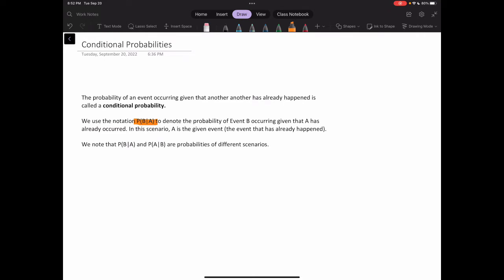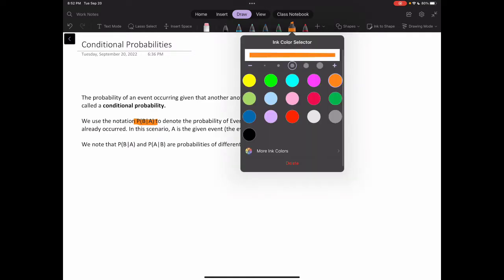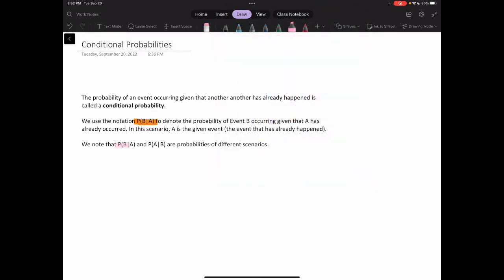It's also very important that the way you write your events makes a world of difference. We note that the probability of B given A is not the same as the probability of A given B. Very important, okay? Because the probability of B given A says that A has already happened. When you say the probability of A given B, now you're saying B has already happened. So make sure you're very clear on what the given event is, what's the event that's already happened.